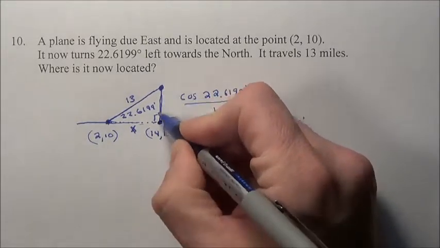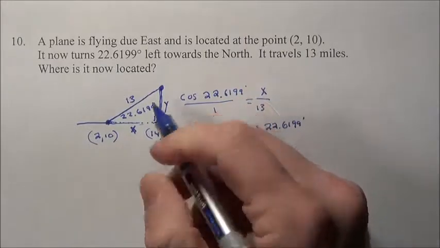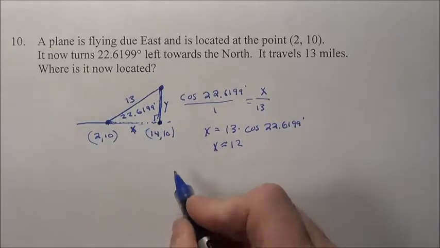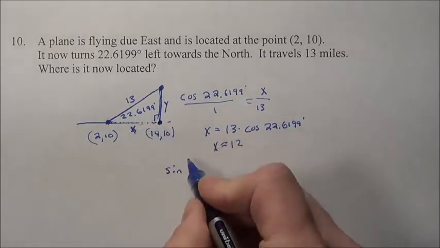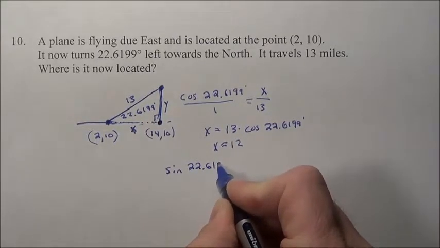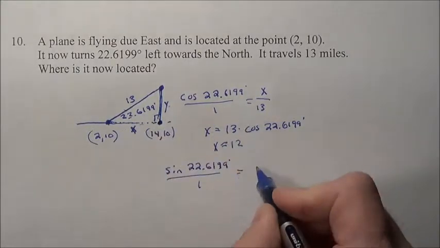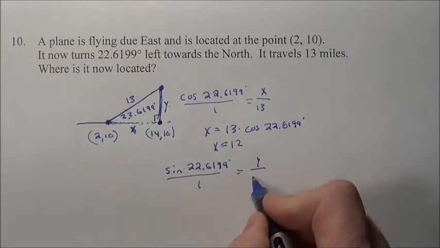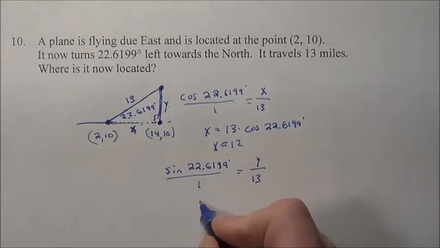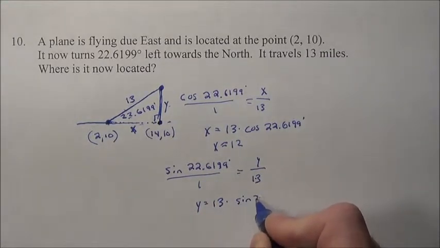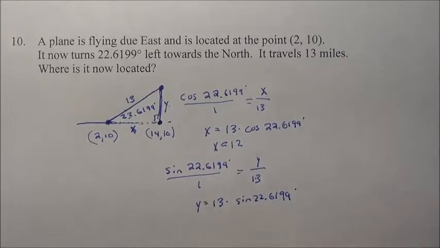Now let's figure out, well, how much has the height gone up by? Let's find that y value. We have an angle, we have the opposite side, we have the hypotenuse. That's just the sine. So I now know the sine of 22.6199 degrees over 1 is equal to the opposite, y, over the hypotenuse, 13. So I now cross multiply. Y is equal to 13 times the sine of 22.6199 degrees.